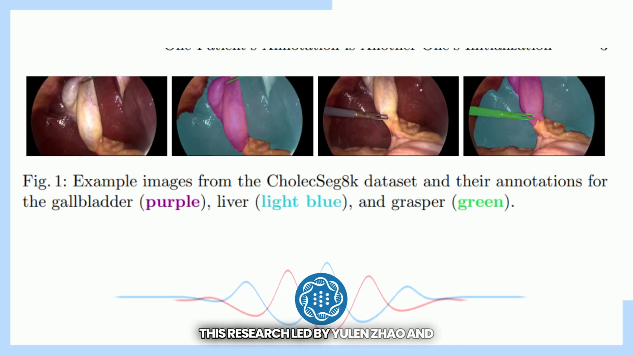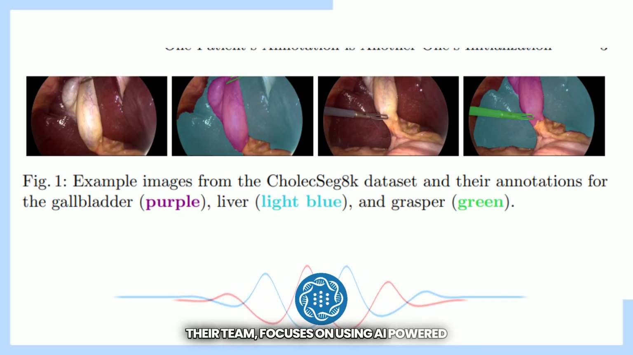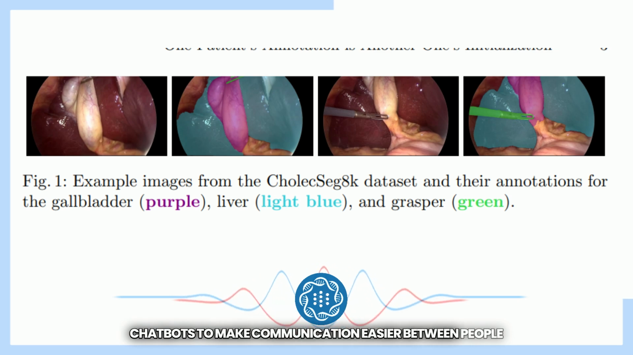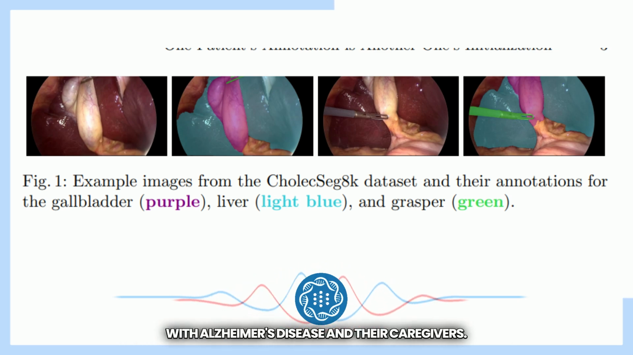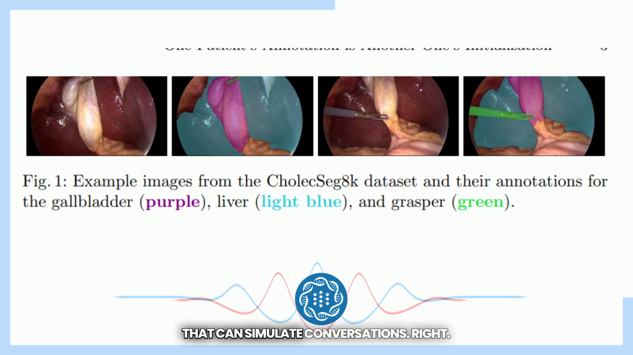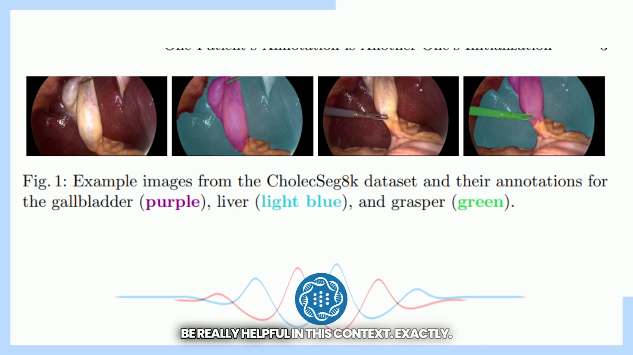This research, led by Yulin Zhao and their team, focuses on using AI-powered chatbots to make communication easier between people with Alzheimer's disease and their caregivers. Chatbots, those computer programs that can simulate conversations, right? Yeah. I can see how they could be really helpful in this context.